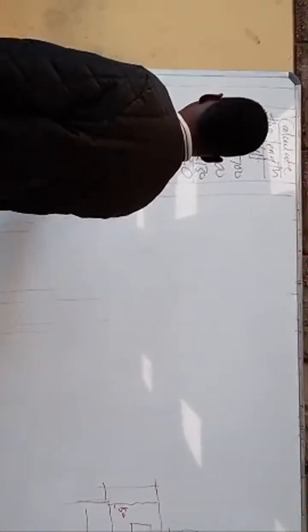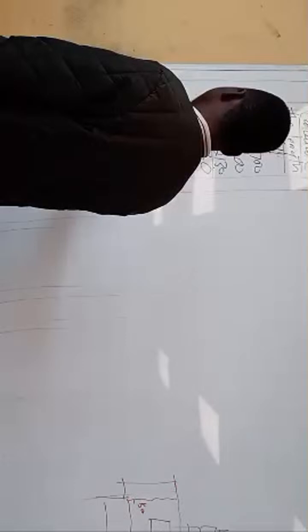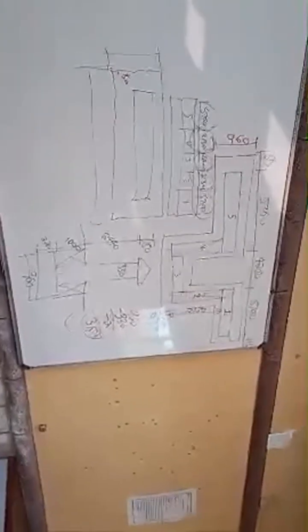Okay, we have the width. The width is easy. We go with the wall, remember? The thickness of the wall is 330 again, plus 2 of 1.5, which is 1830. This is what we have.